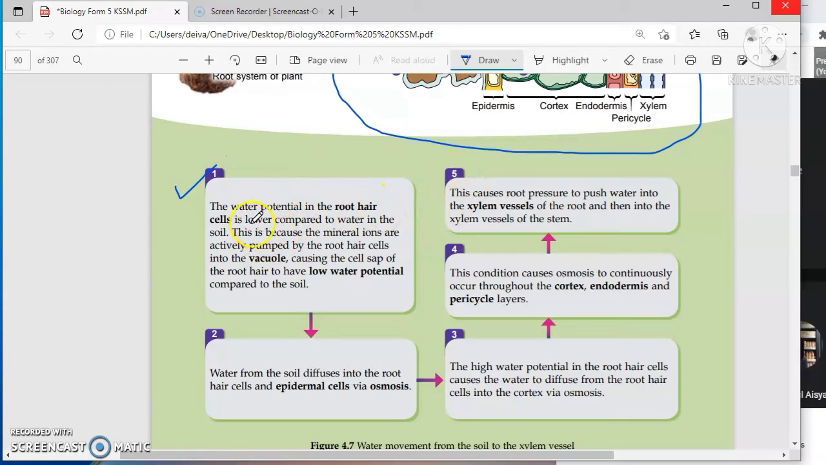You have to use the word water potential. Every time you must use this word, water potential, to explain. Okay, how the water goes into the root hair cell, you must also use the word what? If it is water, normally which word do we always use? Osmosis, diffuse. All these words are important here. Water potential, diffuse, osmosis. All this we must have.